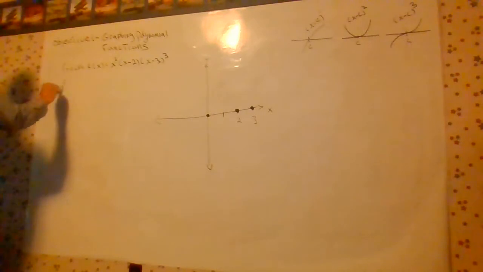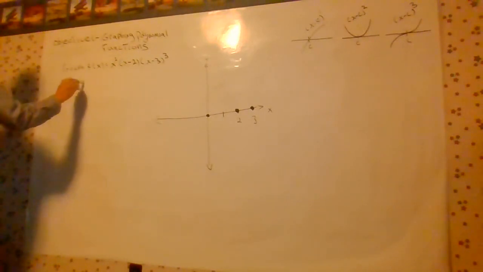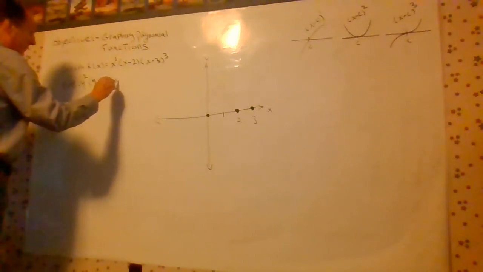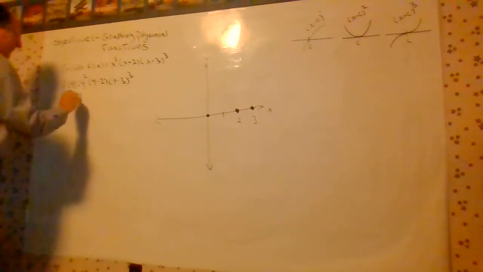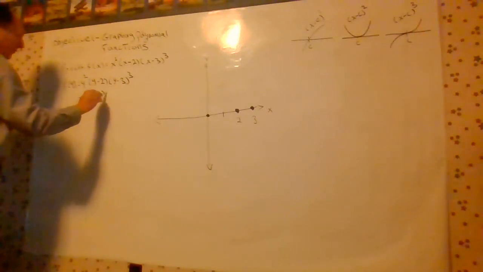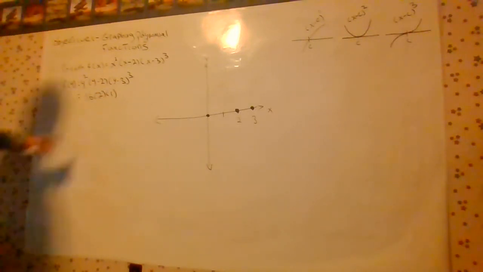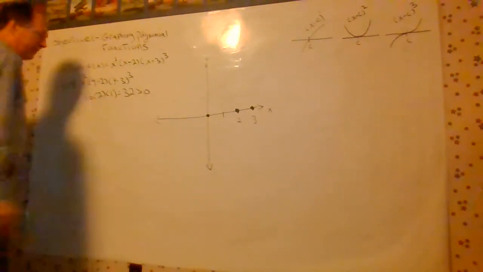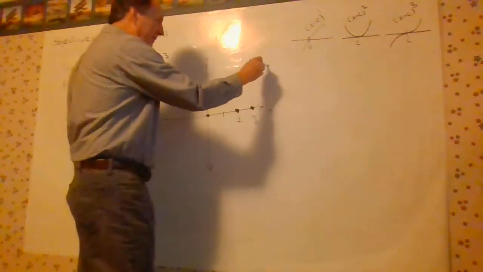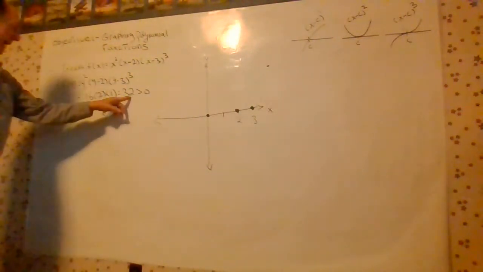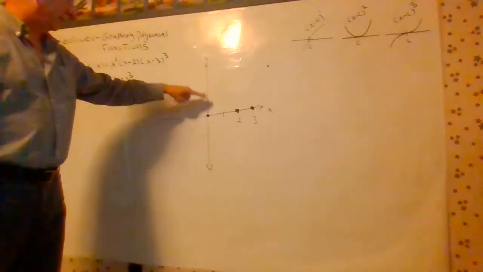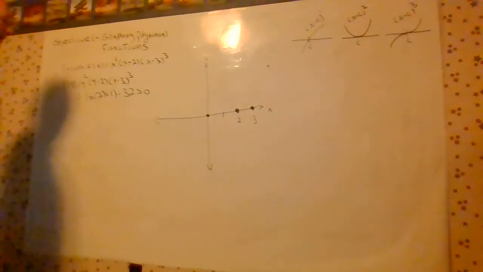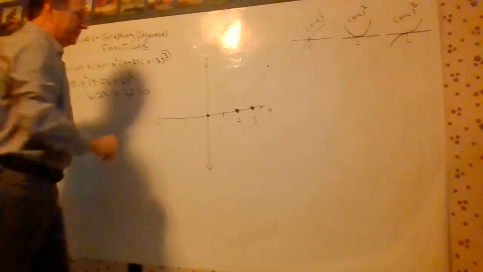Well, if we figure out f of 4, we get 4 squared, 4 minus 2, 4 minus 3 cubed. That's 16 times 2 times 1. That's equal to 32, which is greater than 0. So the graph is up here somewhere. That's positive. If we were to put a scale on the y-axis, there would be a 32 here and a point here.